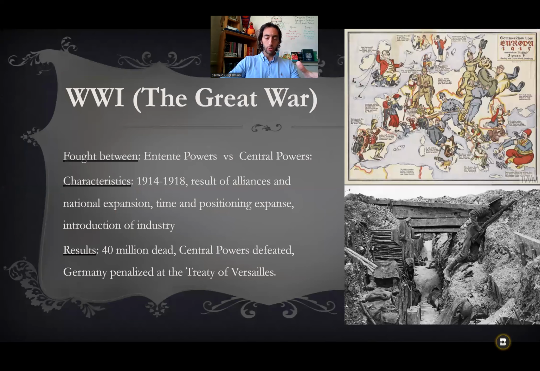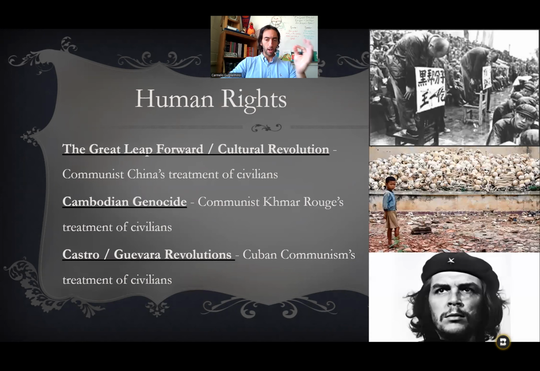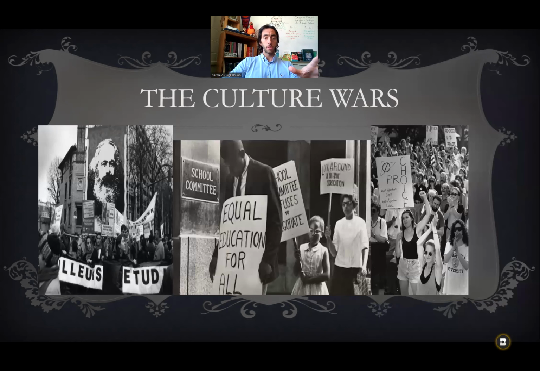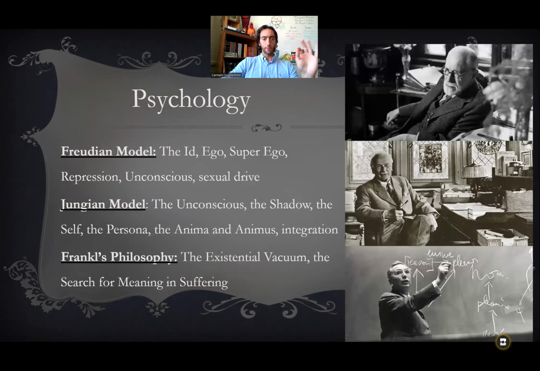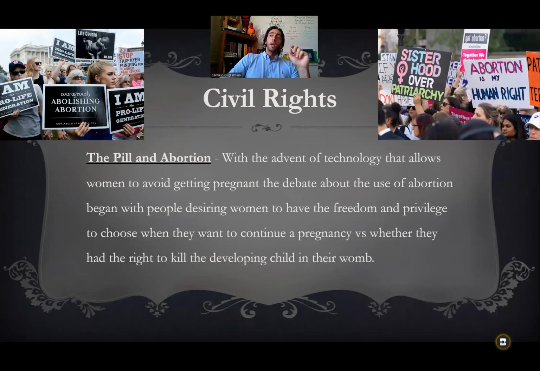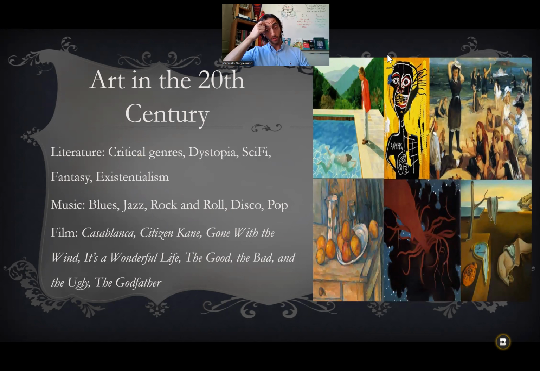So we've gone through, as you can see here, all of the major ideologies that are present during the 20th century. We go through the major conflicts of the 20th century, the human rights violations especially. We research the culture wars and the different sort of ideas that are coming up and circulating around the culture wars. And then what we shift to now to conclude the course is art in the 20th century.